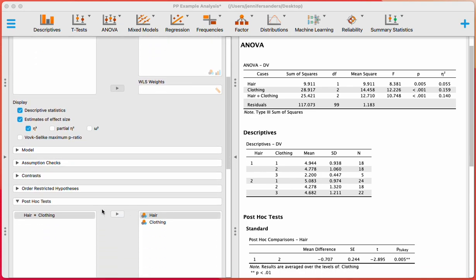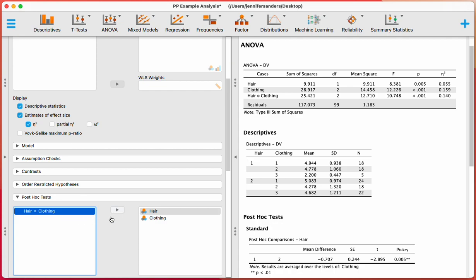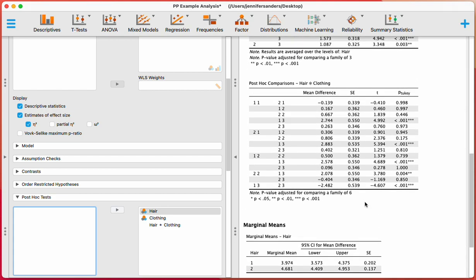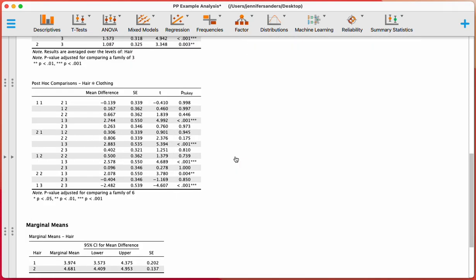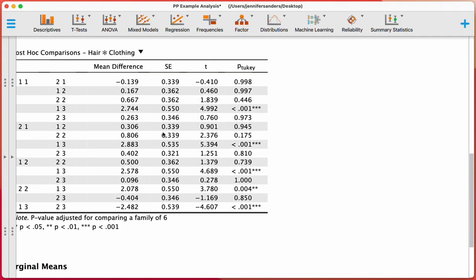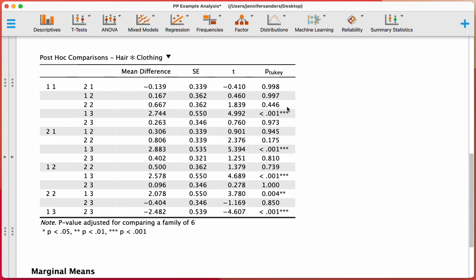So we'll go back down to post hoc tests and we'll move our interaction effect over and look at the results. So this is where the flagging significant differences really comes in handy, because as you can see, you have a lot of tests here. So we can see that 1, 2, 3, 4, 5 of these were significant.